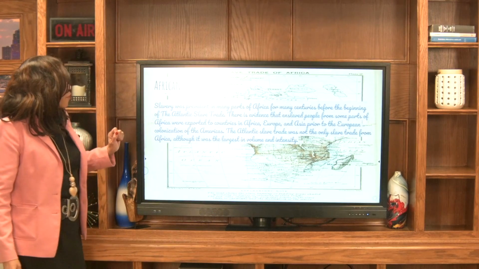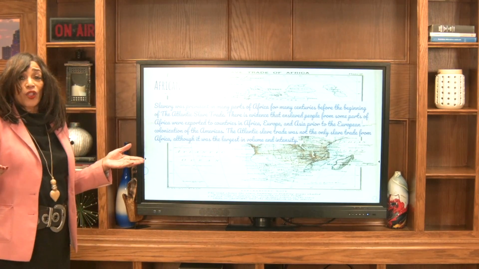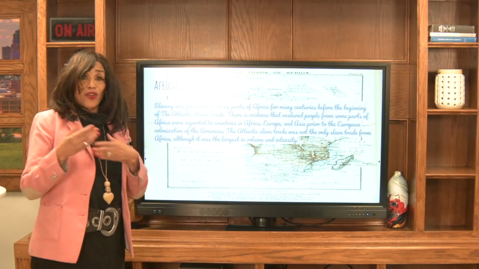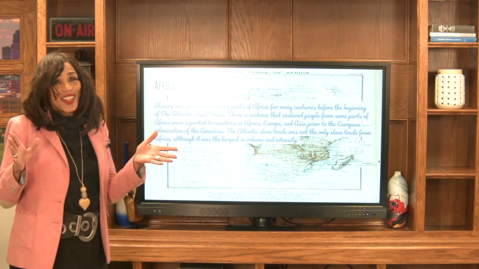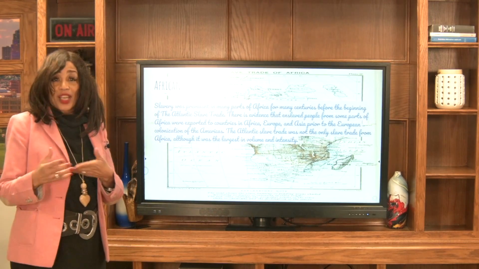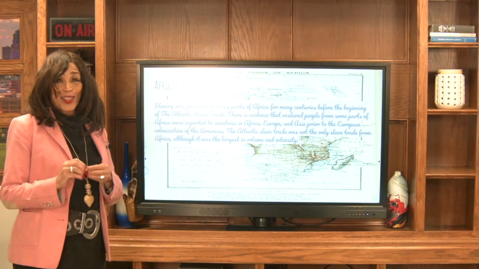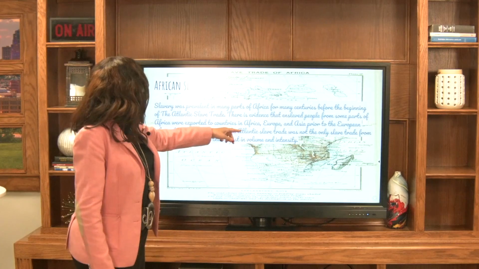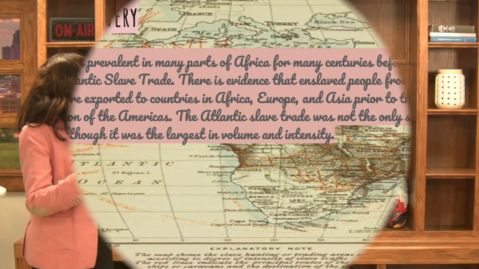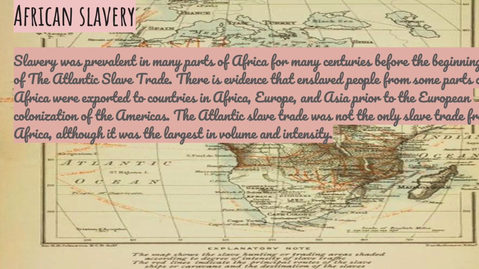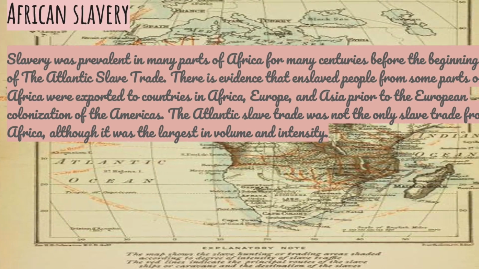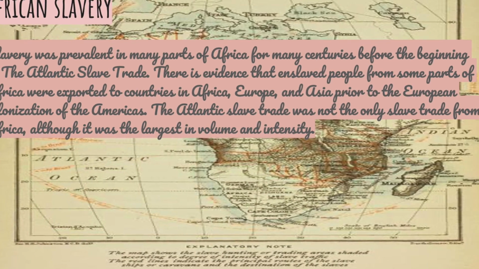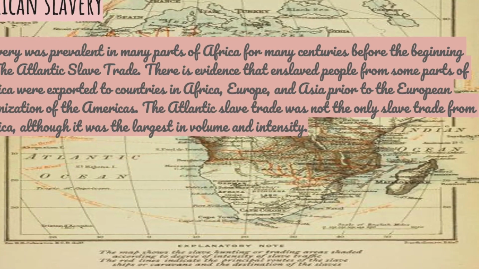Okay, so slavery, prevalent in all parts of the world. As I said, when you have kings or kingdoms or queens, sometimes you have people that are not part of the royal family, right? So those people work for the king or the queen. They're not exactly called slaves, but we'll go ahead and use that term loosely. Okay, so from the beginning of the Atlantic slave trade, slavery was prevalent. There's evidence that enslaved people from some parts of Africa were exported to other countries in Africa, Europe, and Asia.